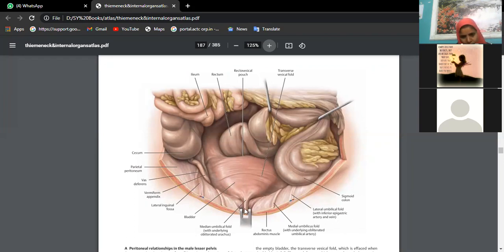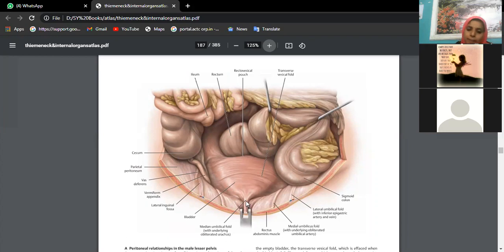What is the name of that ligament we have? Urachus will be written in your books. That is the remnant of the median umbilical fold. Okay, median umbilical fold. This is the anterior abdominal wall only, seen from behind. That means this is the fascia transversalis over which we have parietal peritoneum.